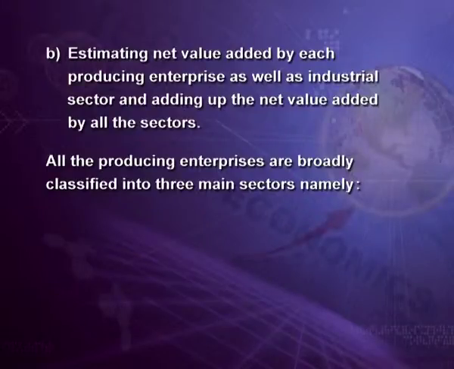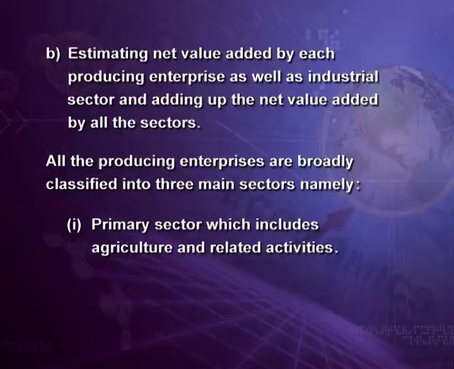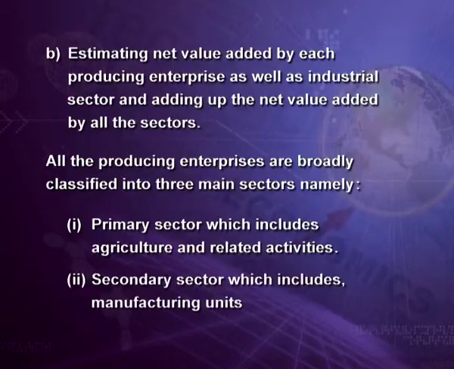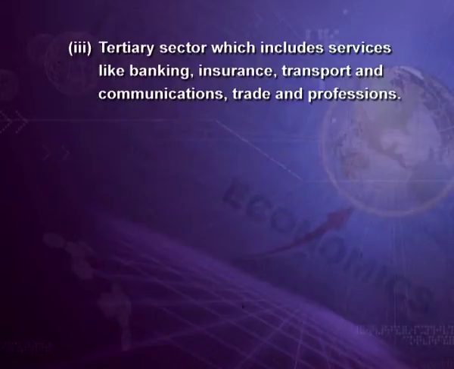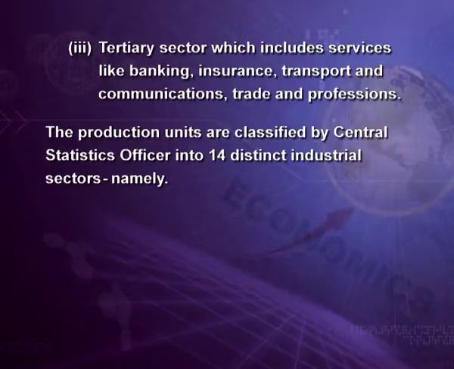All the producing enterprises are broadly classified into three main sectors, namely primary sector, which includes agriculture and related activities, secondary sector, which includes manufacturing units, and tertiary sector, which includes services like banking, insurance, transport, communication, trade and professions. The production units are classified by the Central Statistics Office, CSO, into 14 distinct industrial sectors.